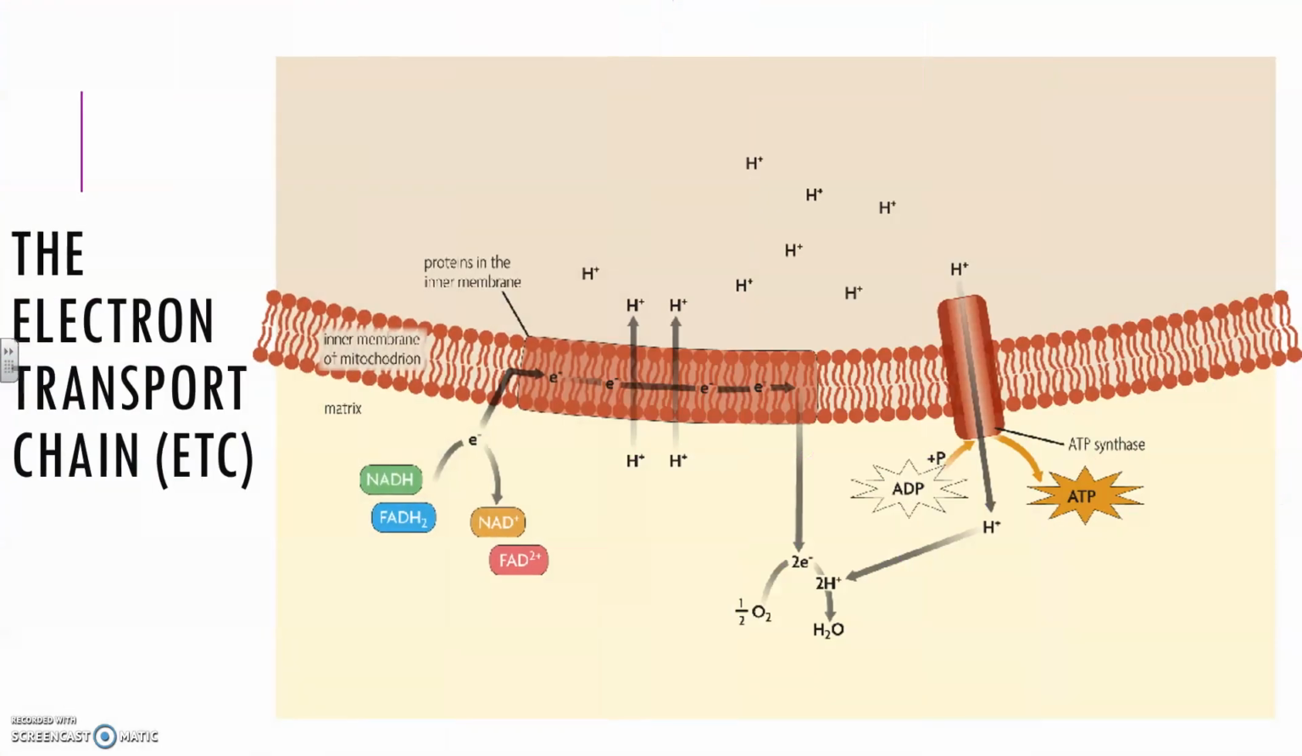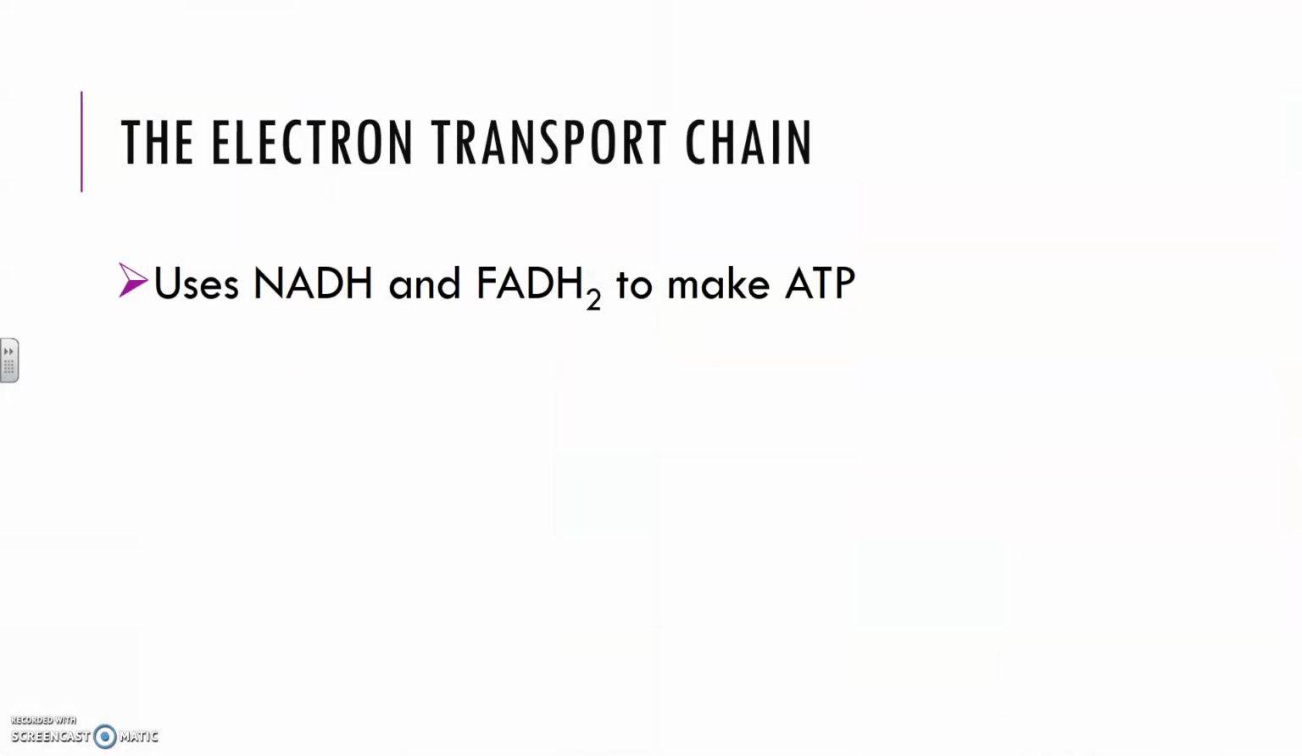So, this is the electron transport chain. It's often referred to as the ETC. Okay, so we're going to go into this step by step. It is relatively similar to what we saw in the light-dependent reactions of photosynthesis. So the electron transport chain will use NADH and FADH2 in order to make ATP. Okay, so the NADHs and the FADH2 come from the glycolysis and the Krebs cycle.